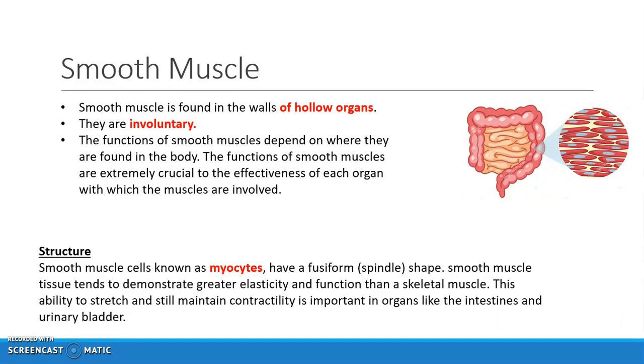Smooth muscle is found in the walls of hollow organs like your intestines. They are involuntary, so they work automatically without you being aware of them. The functions of smooth muscle depend on where they are found in the body. The functions of smooth muscle are extremely crucial to the effectiveness of each organ with the muscle involved. For example, it determines the flow of blood in the arteries.